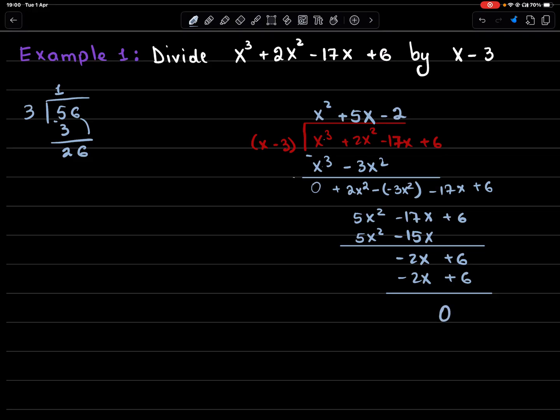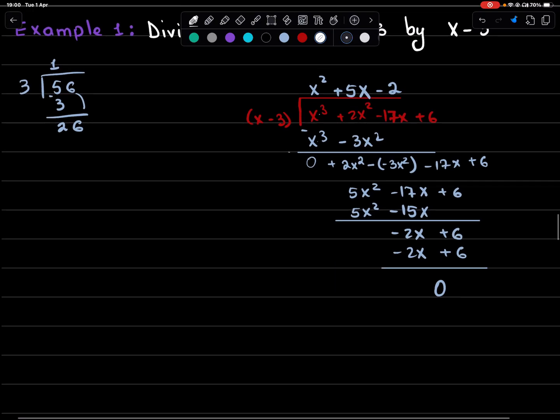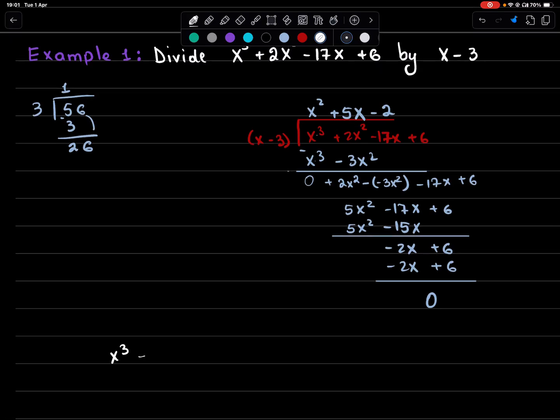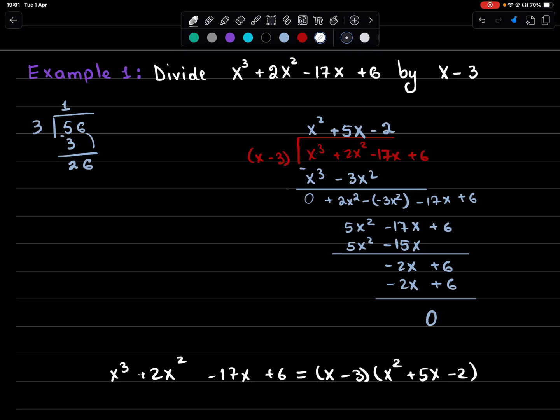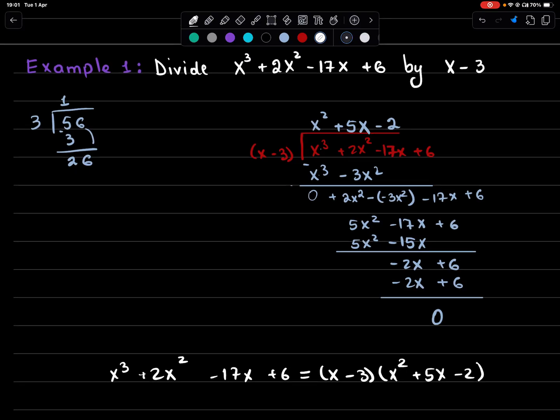So when I subtract this, in fact, it's going to be 0, which means the polynomial expression x cubed plus 2x squared minus 17x plus 6 is completely divisible by x minus 3. You can say that x minus 3 is actually a factor of this expression. So I'm going to write this now. Let me write this as x cubed plus 2x squared, minus 17x plus 6 is equal to x minus 3 multiplied by x squared plus 5x minus 2. If I actually expand this, I'm going to have x cubed plus 2x squared minus 17x plus 6, which is nice.